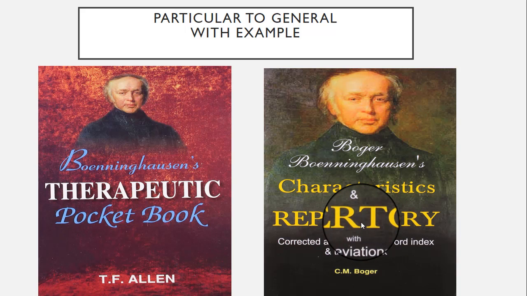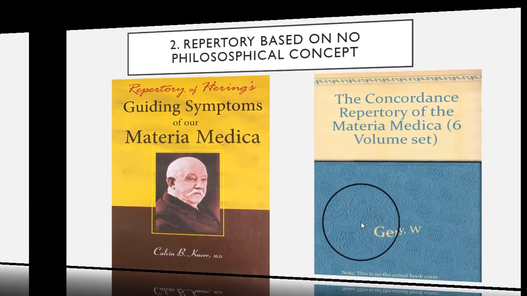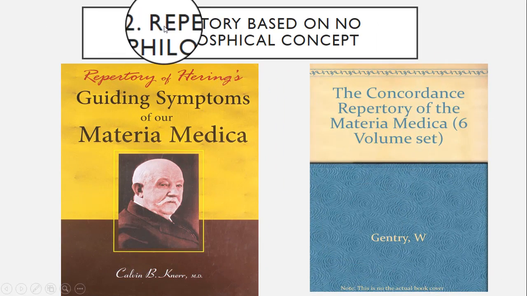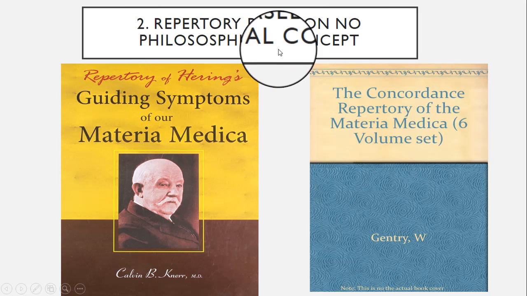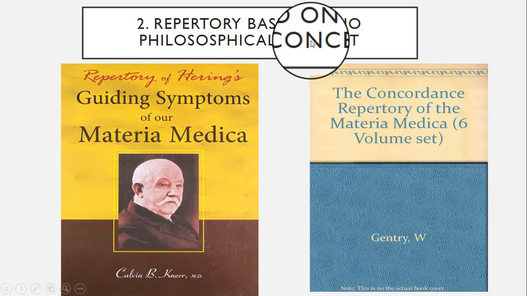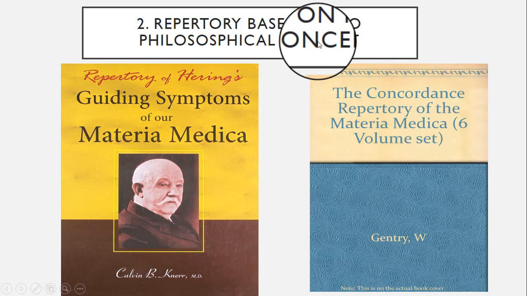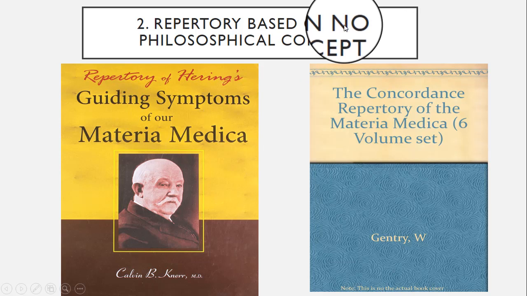Now second, that is repertory which is based on no philosophical concept, where there is no logic, no philosophy. So let's talk about them. They are also called concordance repertories, and these repertories are mainly used for the purpose of reference and not for systematic repertorization.